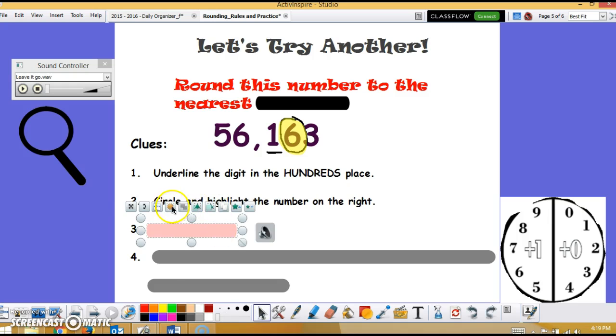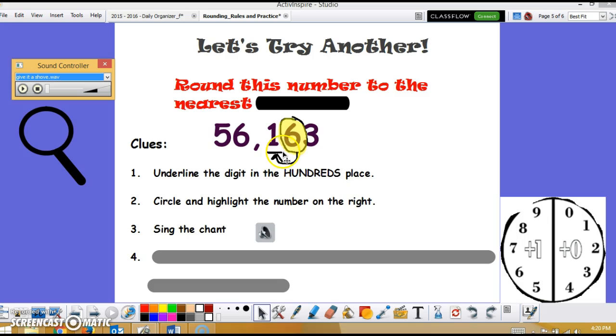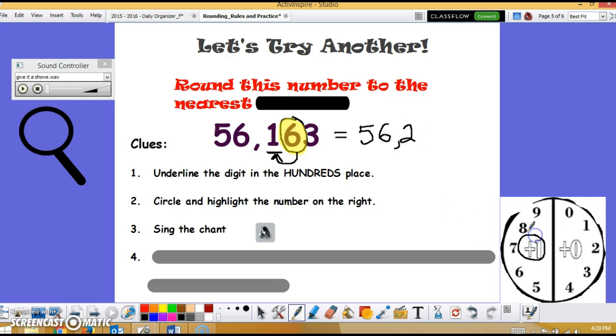Rule 3 tells me that I need to sing the chant. I'm singing the chant about the 6, but this number is singing about this number. So the 6 in my circle tells me I need to add 1, or in other words, give it a shove. I need to take that 1 and shove it up, plus 1. So now I'm ready to start writing in my answer. The 5 and the 6 in 56,163 stay the same, but the 1 gets changed. What do I change it to? A 2, because I gave it a shove, using my circle here, plus 1, and now I'm ready to complete my problem. Rule 4.